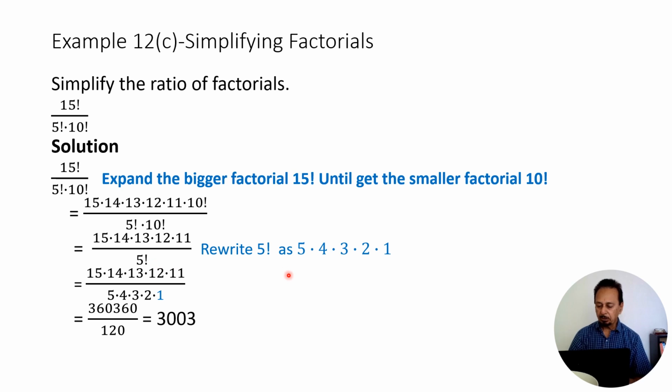What is 5 factorial? 5 factorial is 5 times 4 times 3 times 2 times 1. If you multiply all this on the calculator, it gives you this big number. And 5 factorial becomes 120. We can divide, and it gives you 3003.